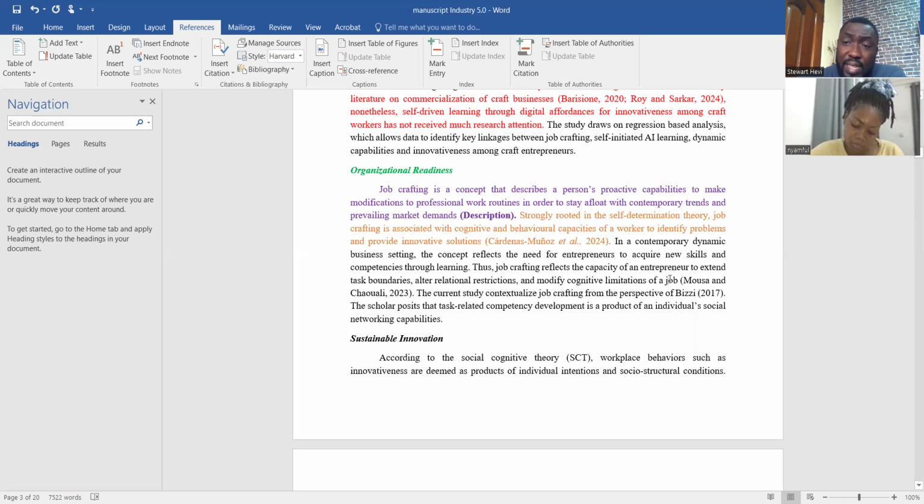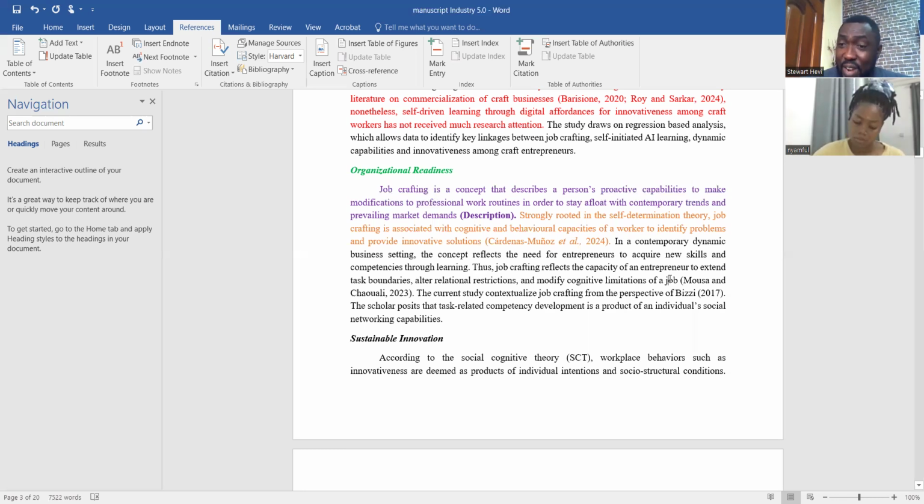Okay, as I've taught you some time back, concepts throw more light on a theory. Concepts elucidate on theories. So our second statement is trying to show you that this concept of job crafting that I am talking about is rooted in self-determination theory. It means that its grounding, its root is from this theory.